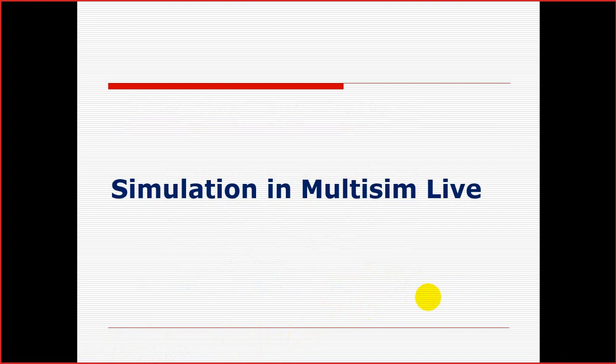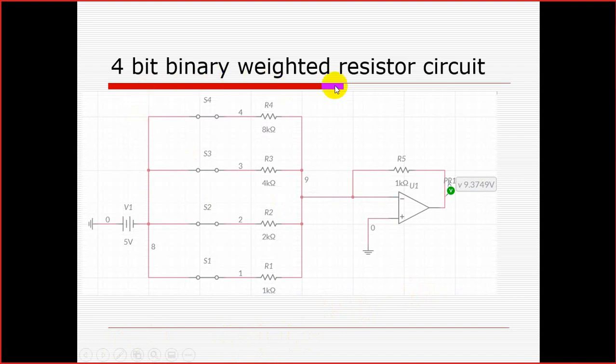So this is a simulation in Multisim Live of the 4-bit binary weighted resistor circuit. These are the resistors R1, R2, R3, and R4. All switches are closed. That means we are applying all bits, all 1s: 1, 1, 1, 1. This switch is closed, and we are getting the output 9.3. That's the output we are getting.